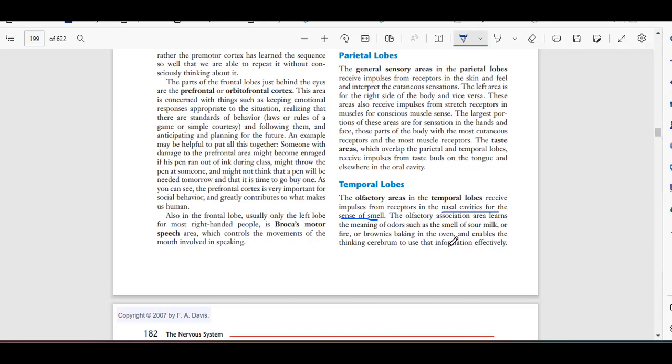What is the source? Smell of milk, smell of fire, smell of the oven. When you cook biryani in your house, the smell flies and enters your nose. How does this happen? Because in the nasal cavity we have smell receptors. They receive it and it reaches the temporal lobe.